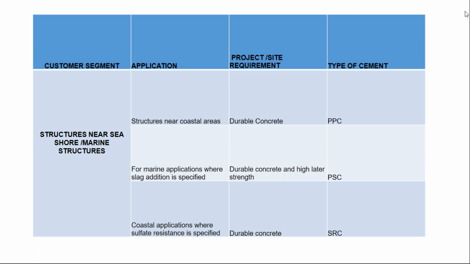Of course, if you look at the Indian cement industry, it is the second largest producer of cement in the world, after China. And as for the manufacturing process, the type of process has gone from wet to dry, and there have been a lot of developments.